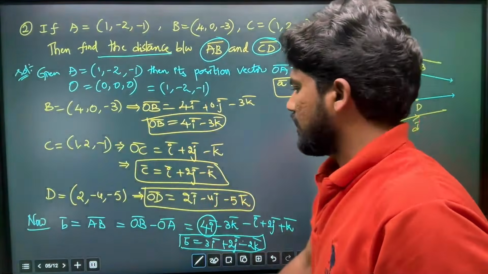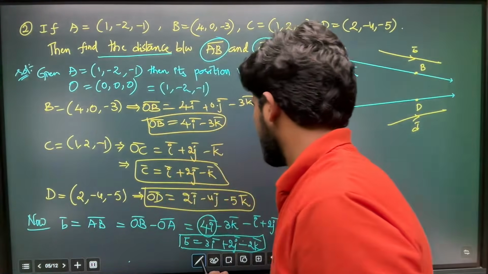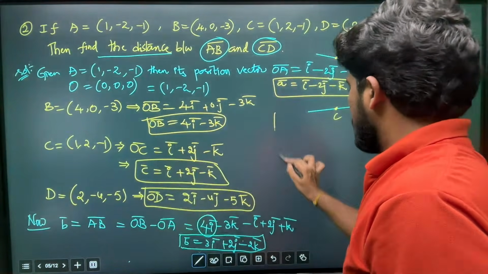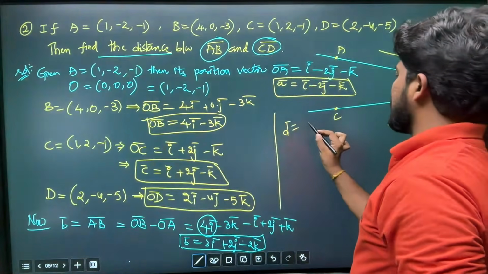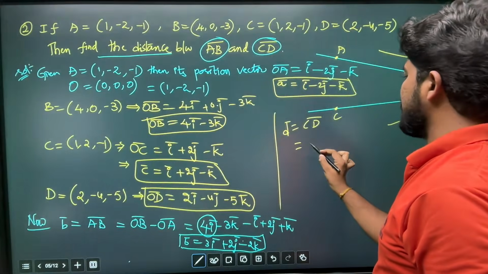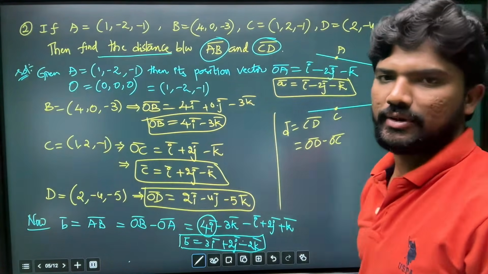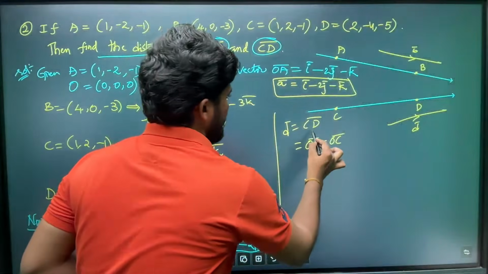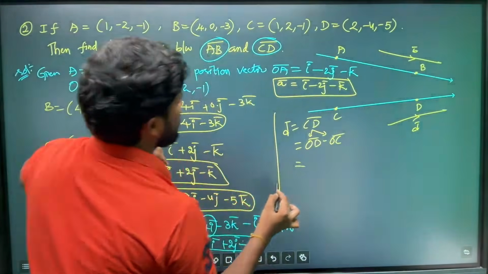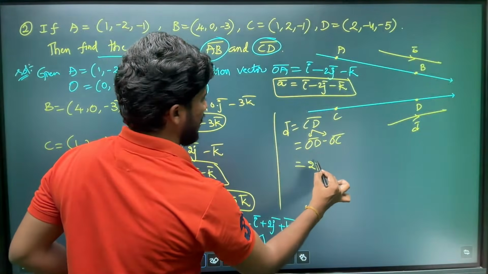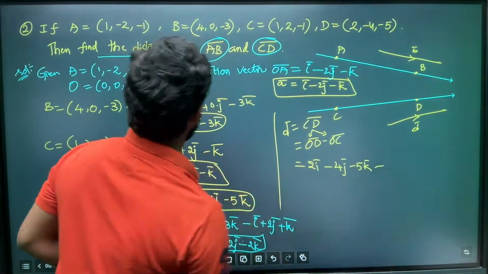Mohit, yes sir, very good. Next, the d bar value. What is small d bar? d bar is the value of CD bar. CD bar, what do we get? OD bar minus OC bar. Please remember the formula. This vector we can split as a subtraction of two vectors. So what is the OD bar value? 2i bar minus 4j bar minus 5k bar, minus the OC bar value.